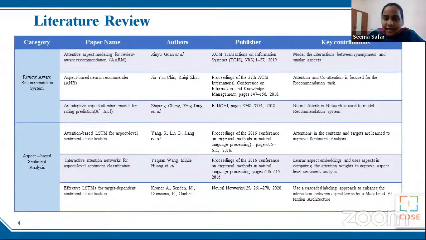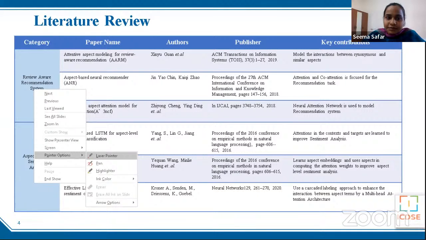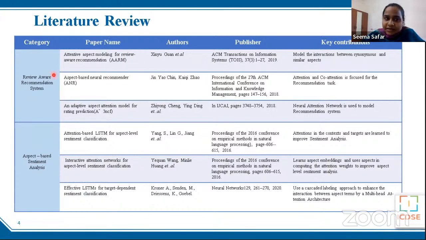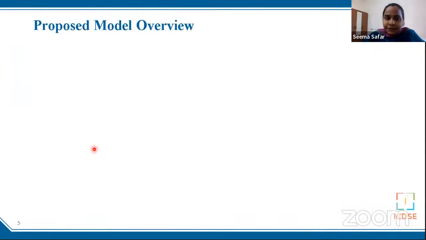Now, just a glance through the literature survey. As our key areas mainly focused on the recommendation systems and the aspect-based sentiment analysis, we focused on two main categories. One is the review-aware recommendation system and the other is aspect-based sentiment analysis, where all these three papers mainly focused on attention-based models, and the papers on aspect-based sentiment analysis were all based on attention-based LSTMs for the aspect-based sentiment analysis task. Moving on to the proposed model overview.